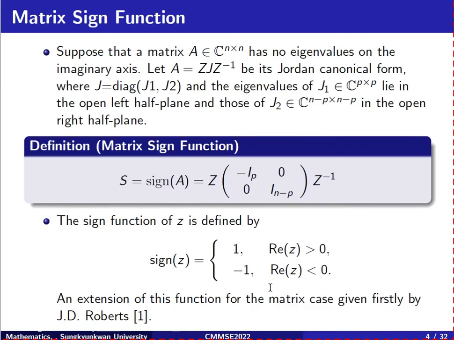The matrix sign function is defined like this. Given a matrix A, the matrix sign function is defined by this formula in terms of the Jordan canonical form of A. I'm going to omit the details of this one because this is a very well-known result in the field.